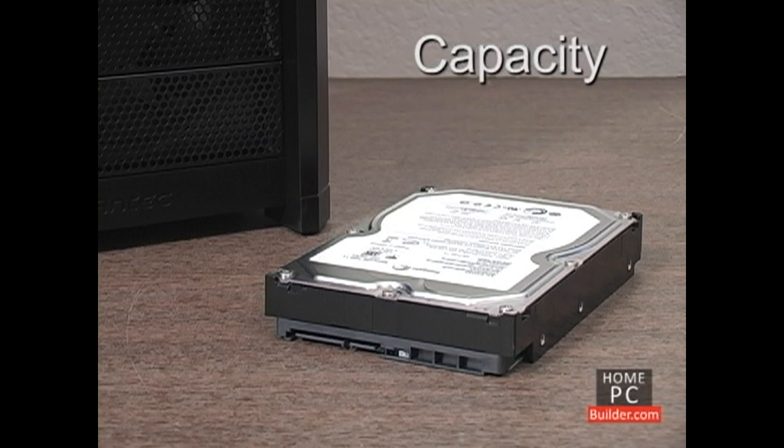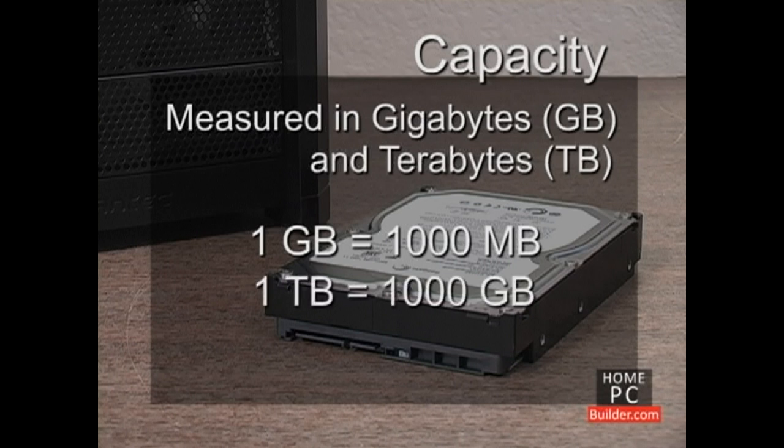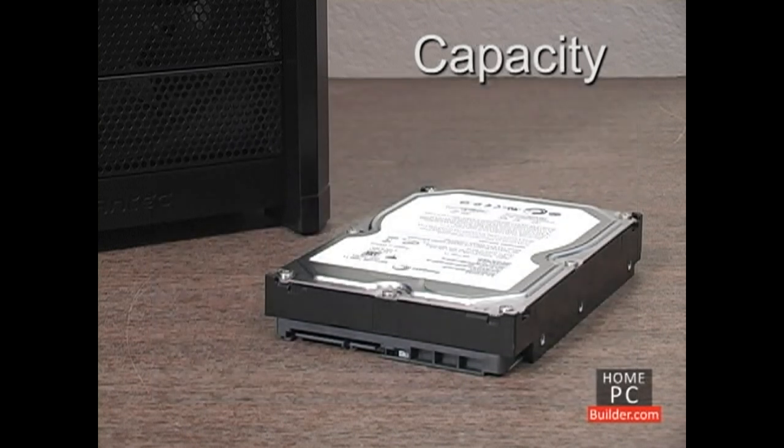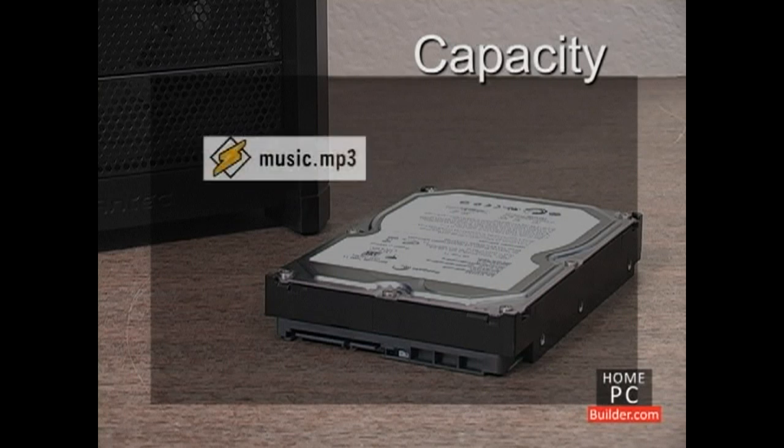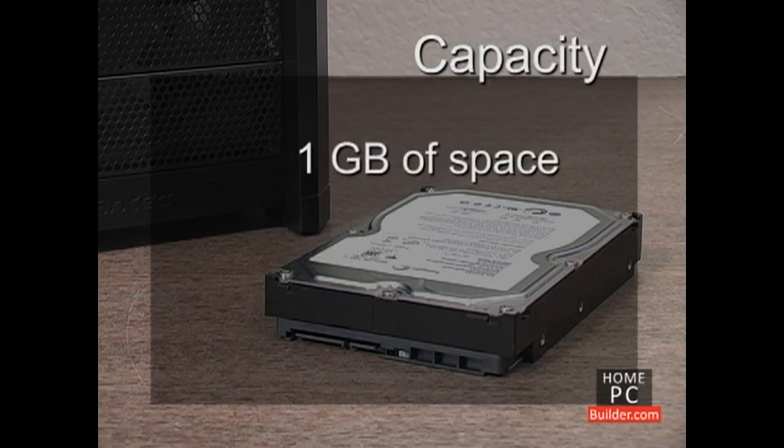Capacity is how much data a hard drive can store. Capacity is measured in gigabytes and terabytes. 1 gigabyte is made up of 1,000 megabytes. 1 terabyte is made up of 1,000 gigabytes. To give you an example of how much you can fit on 1 gigabyte of hard drive space, take an MP3 audio file. The average MP3 audio file takes up 5 megabytes. Divide 1,000 by 5 and you get 200. So 1 gigabyte of hard drive space can store 200 MP3 music files.